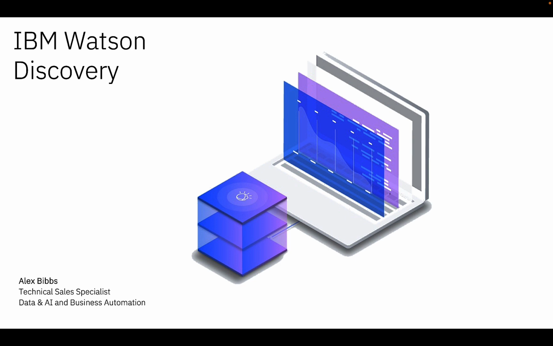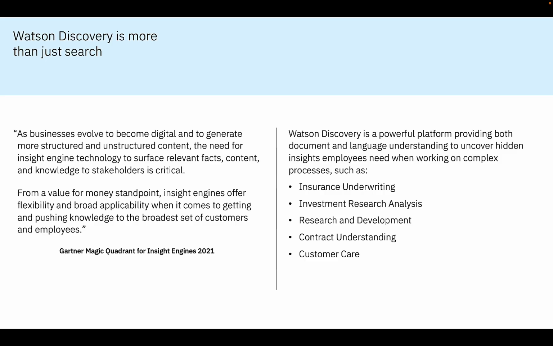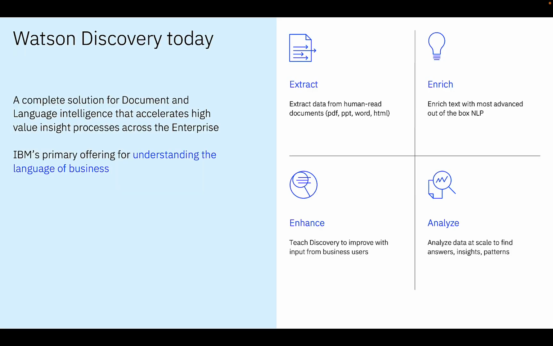First, let's understand what Watson Discovery is. Watson Discovery is more than just a search tool, right? It's a powerful platform providing both document and language understanding to uncover hidden insights within information. Now, that's a lot of words. What does that really mean? Well, Watson Discovery does four things to get information. It extracts, it enriches, it enhances, and it analyzes.